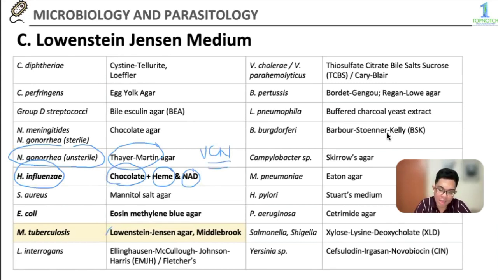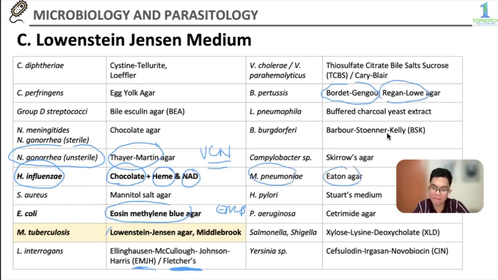Okay? And then E. coli is your EMB agar. It results in the classic green metallic sheen, di ba, when it's cultured. L. interrogans is the EMJH or Fletcher medium. Pertussis, Bordetella pertussis, so Bordet-Gengou and Regan-Lowe na culture medium. And M. pneumoniae is the Eaton agar. We'll discuss that later. And lastly, siguro is Salmonella, no? So XLD or pwede rin SSA. Okay?